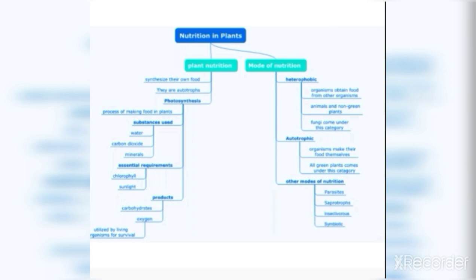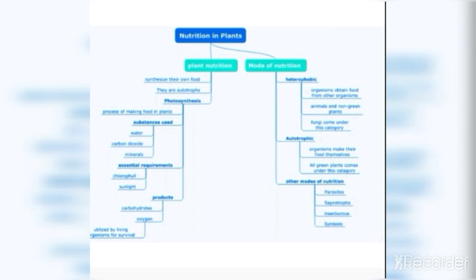Green plants make their own food, so they are called autotrophs. We also discussed the substances used in this process. Water, carbon dioxide, and minerals are used in the process of photosynthesis.